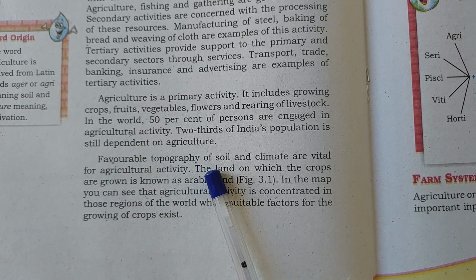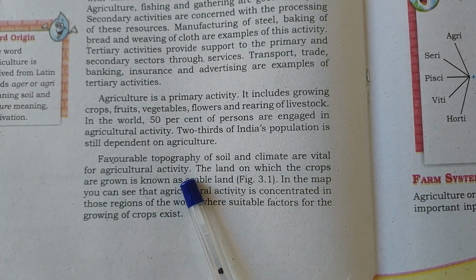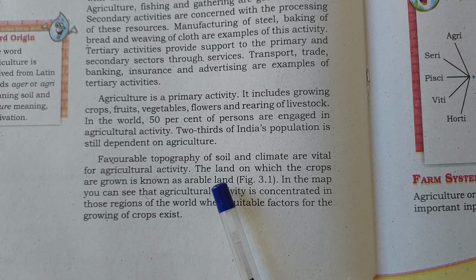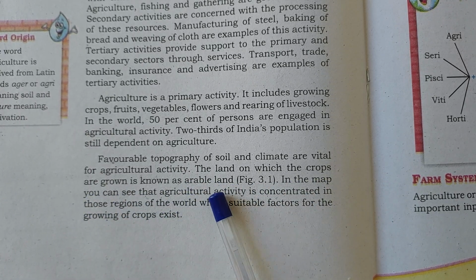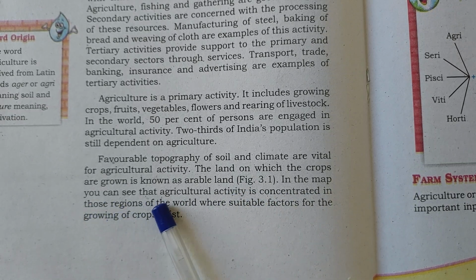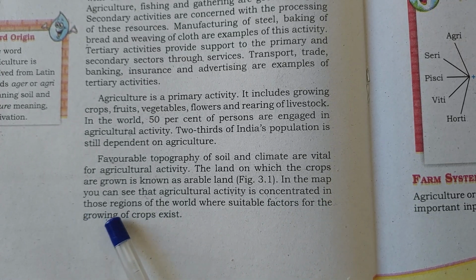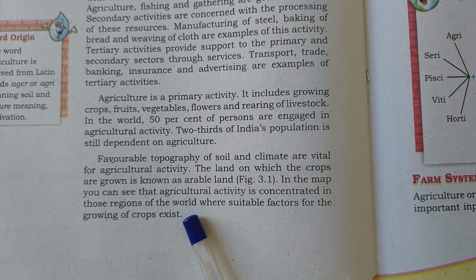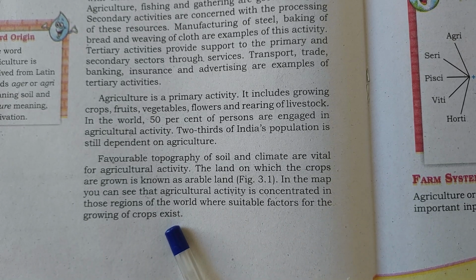Favorable topography of soil and climate are vital for agricultural activity. The land on which the crops are grown is known as arable land. In the map, you can see that agricultural activity is concentrated in those regions of the world where suitable factors for the growing of crops exist.